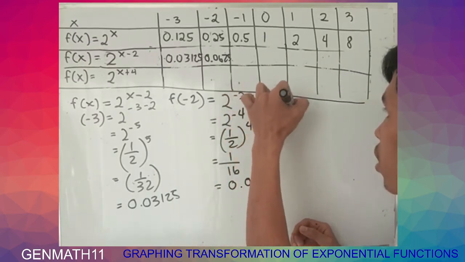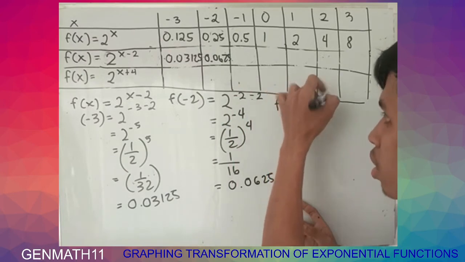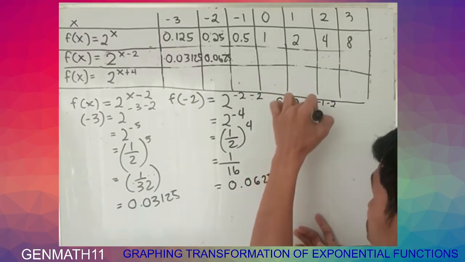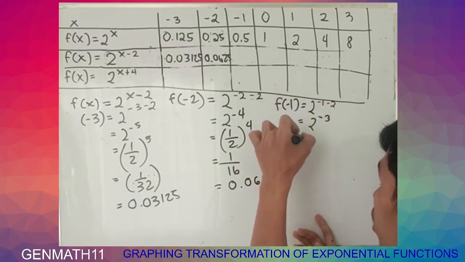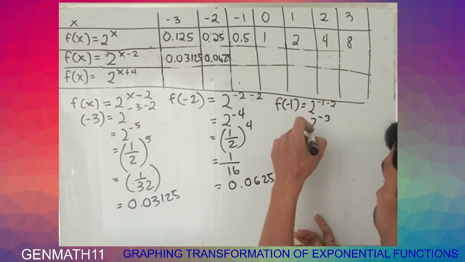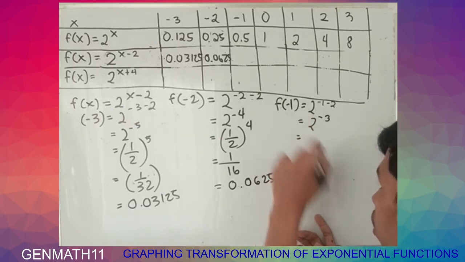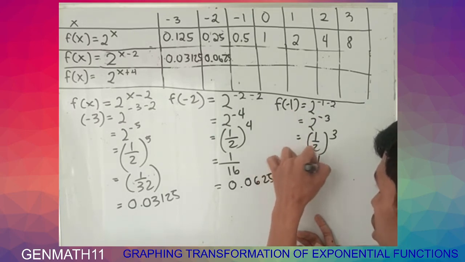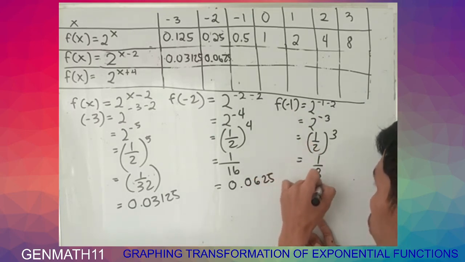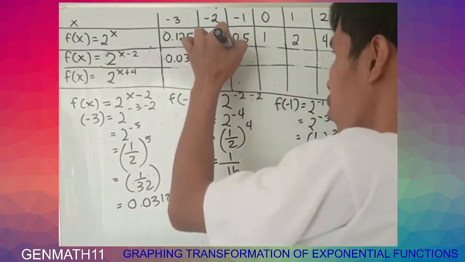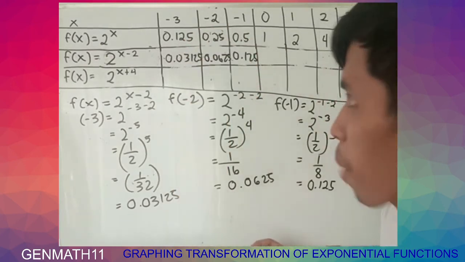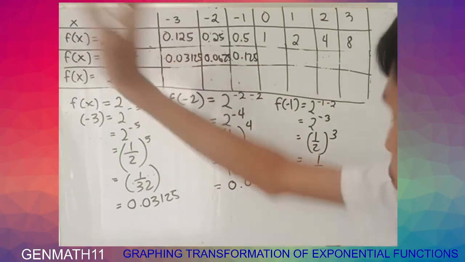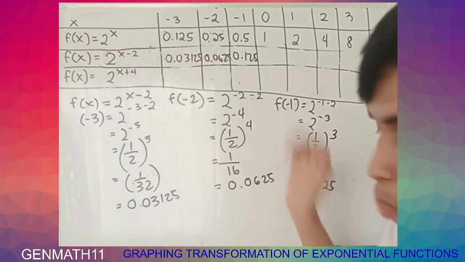Negative 1. 2 raised to negative 1 minus 2. Sagot dyan ay 2 raised to negative 3. Okay? Ito naman ay magiging 1 half raised to 3. Then, magiging 1/8. Equivalent ito ay 0.125. Binabawi ko yung sinabi kong walang pattern kanina, pero medyo mahirap kasing i-pattern to. Kaya gawin nyo, lagyan nyo na ng solution para hindi kayo malito.